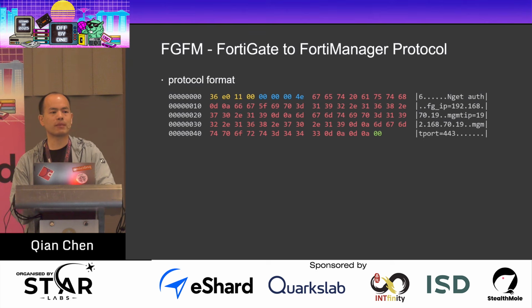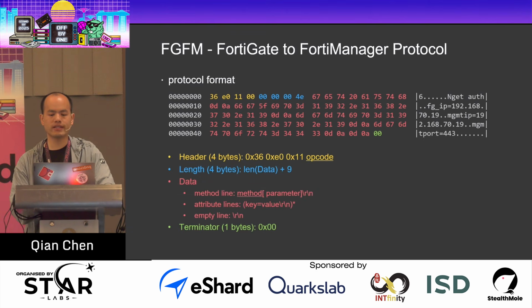Now let's examine the protocol format of FGFM. The protocol message contains four main components: a 4-byte header, where the last byte indicates the opcode. The possible values of the opcode are 0, 1, and 2. A 4-byte length field calculated as the data length plus line. The data payload, which consists of 3 parts.